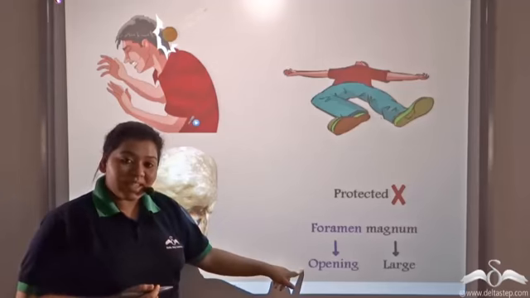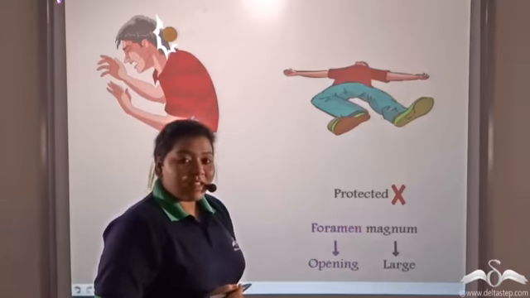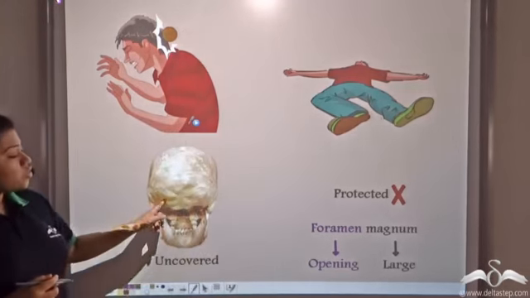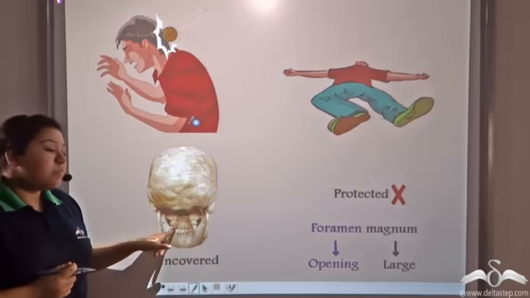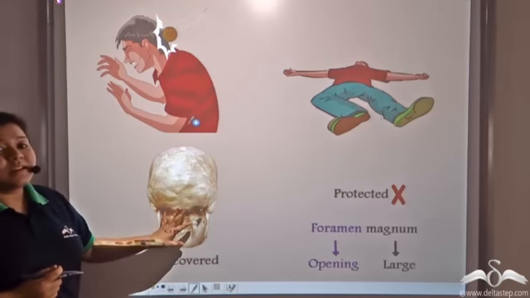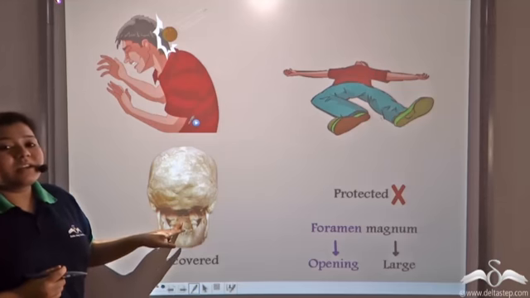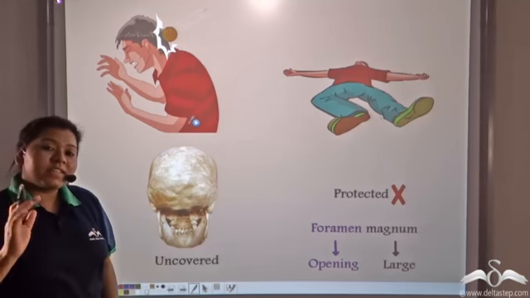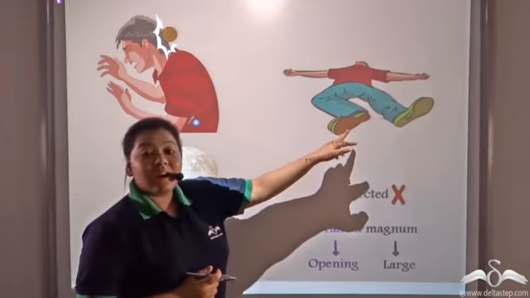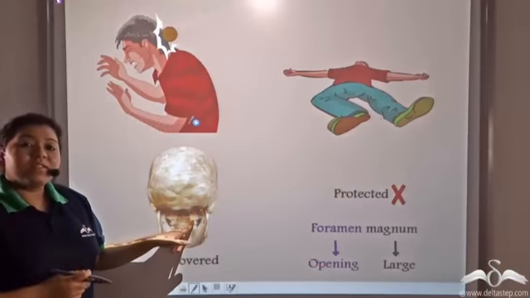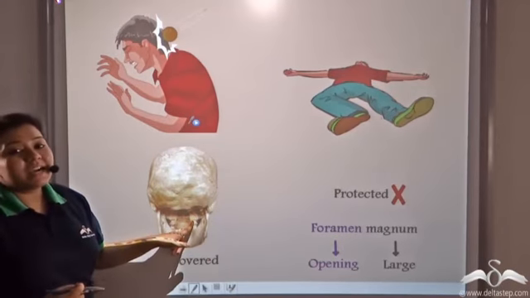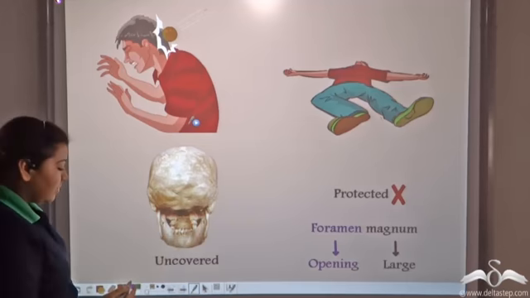Foramen means opening, and magnum means large. So it is a large opening present at the backside of the skull, and if a person is hit over here, since the brain remains uncovered, the brain gets affected and the person falls unconscious. This is the region from where the vertebral column or the backbone starts.